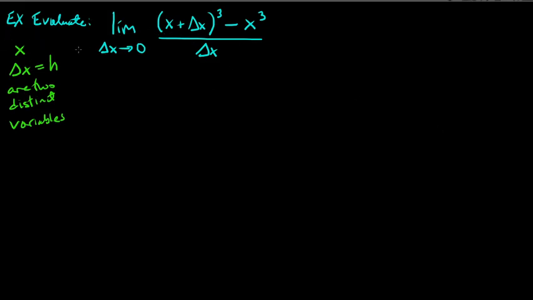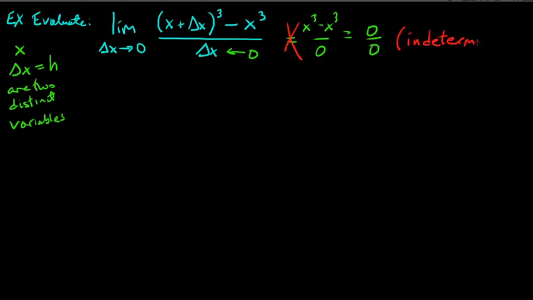Well, first thing you can try is just plugging in delta x equals 0, but of course delta x is the denominator, so the denominator would be 0. And of course the numerator would be x cubed minus x cubed, which is also 0. So you would get 0 divided by 0 again, and we know by now that that's just not an answer. Right, this 0 divided by 0 is indeterminate. Okay, we cannot determine it just by looking at 0 divided by 0. No idea what it is like that.